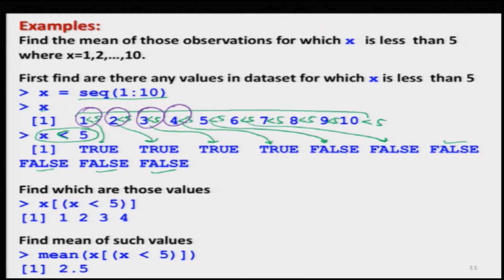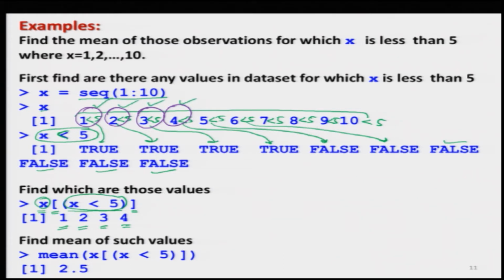So, now I try to write down here like this. x square bracket, and then inside the square bracket I have to give the logical expression x less than 5. Up to now you have handled only this part, but now I am adding here this x with the square bracket sign. So, now it is giving me there are 4 values which are smaller than 5. Which are these values? 1, 2, 3 and 4. So, I have got those 4 values which are smaller than 5, and this confirms my finding that there are 4 values 1, 2, 3 and 4 which are smaller than 5.